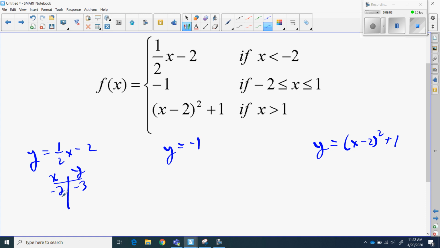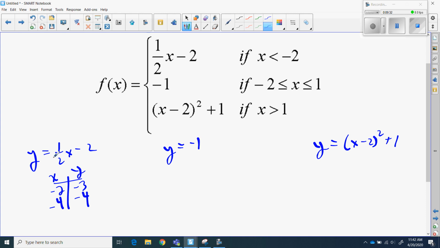So when I plot that ordered pair, I'm going to use an open circle. Now I'm going to pick any x value I want that's less than -2. Remember, you're allowed to pick whatever you want here. So pick something you can take half of, something that's easy. You don't want to pick -3 or something like that. I'm going to pick -4. 1/2 of -4 is -2. Take away 2, that's -4.